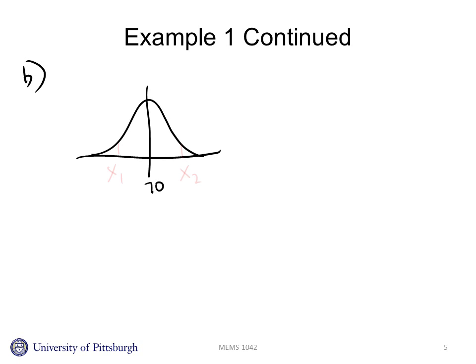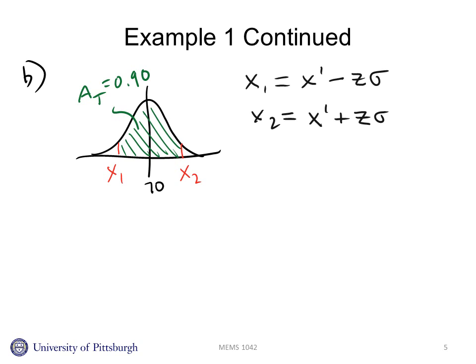So in Part B, we are actually doing the opposite of what was done in Part A. In this case, we don't know the actual x values, but we do know that the area between the two bounds needs to be 0.9 or 90%. So the challenge is to find a z-value such that the area between 70 and x2 and then the area between x1 and 70 are both equal to 0.45. Because this is symmetric about the mean, we can express x1 and x2 as the mean value plus or minus z multiplied by the standard deviation.